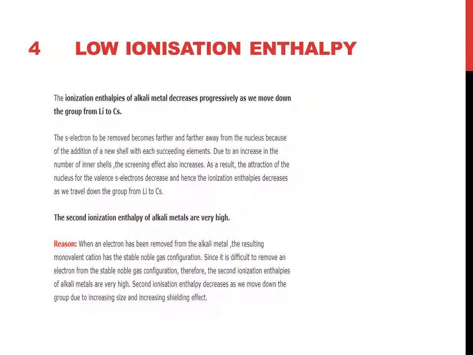Low ionization enthalpy. The ionization enthalpies of alkali metals decrease progressively as we move down the group from lithium to cesium. The s electron to be removed becomes farther and farther away from the nucleus because of the addition of a new shell with each succeeding element. Due to an increase in the number of inner shells, the screening effect also increases. The second ionization enthalpies of alkali metals are very high. When an electron has been removed from the alkali metal, the resulting monovalent cation has the stable noble gas configuration. Since it is difficult to remove an electron from a stable noble gas configuration, the second ionization enthalpies of alkali metals are very high.